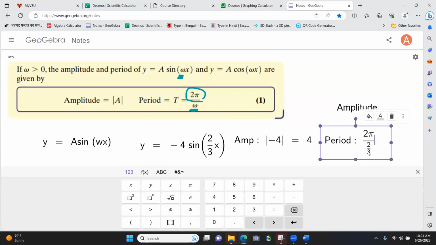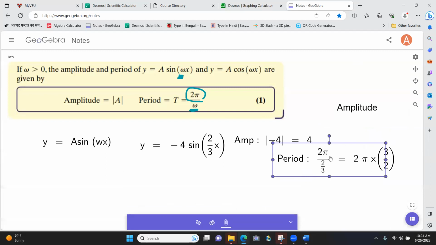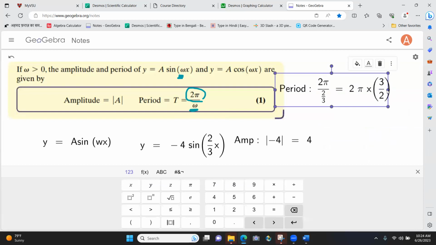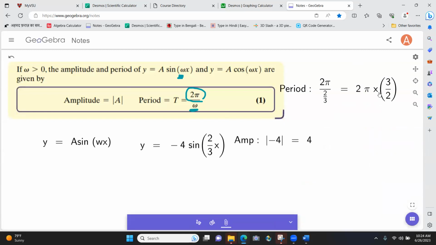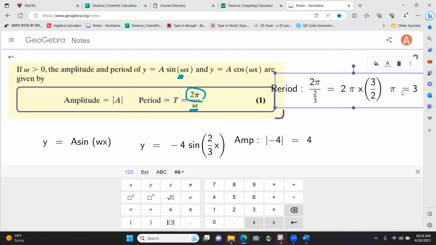And what happens, guys, when you divide by a fraction? You flip and multiply. This 2 and this other 2, the 2 in the bottom and the 2 on top, will cancel, and your answer will be 3 pi.